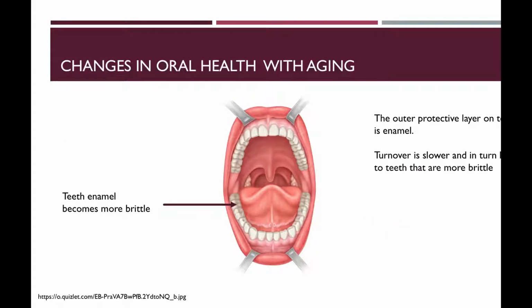And finally, our teeth are made of a layer of enamel, which is essentially protective for us. These tissues, again, typically do have some level of turnover, but it slows down and becomes more brittle with age. And then there's reduced blood flow to the teeth as well. And because of that, they don't have those same restorative properties.